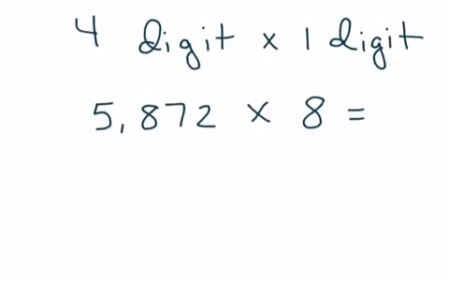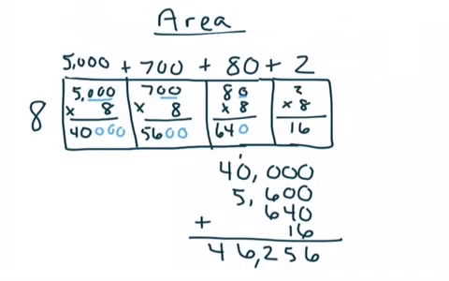Alright, this video is to help you out with 4-digit times 1-digit multiplication. So the problem that I'm going to be doing throughout all of these slides is 5,872 times 8. First method is the area model once again, and same as always, you draw the boxes out.